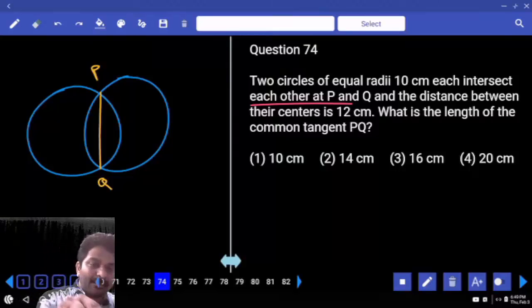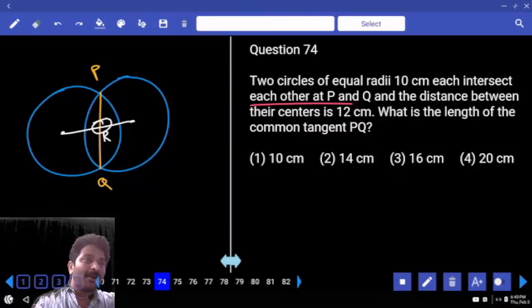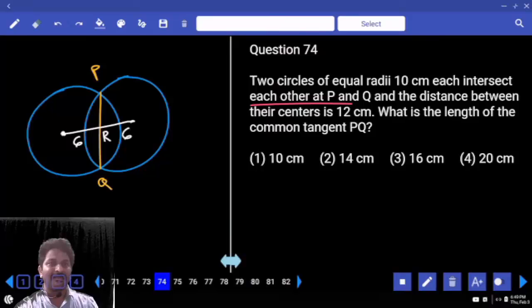Okay. Now, these circles with the difference of their centers, 12. That means if you treat this part as R, point R, then from the first circle center to R, it must be 6. And from R to the second circle center, it must be 6, correct? We have to divide equally.